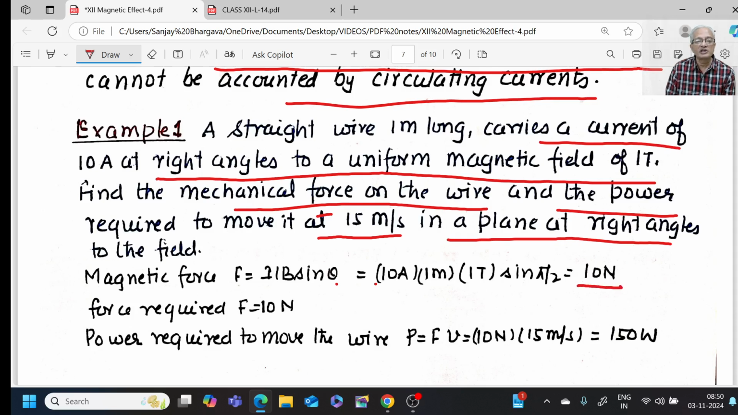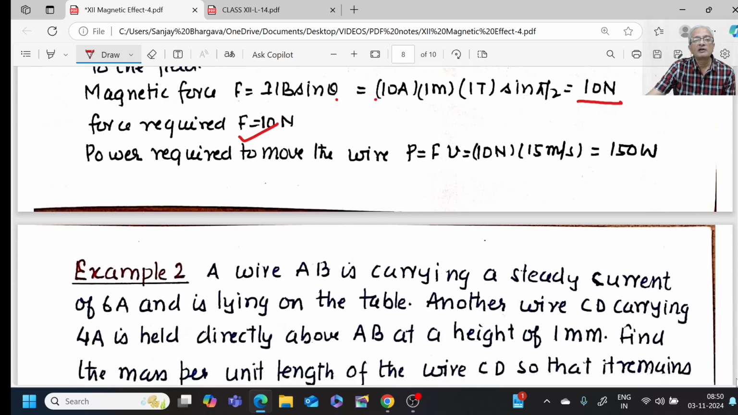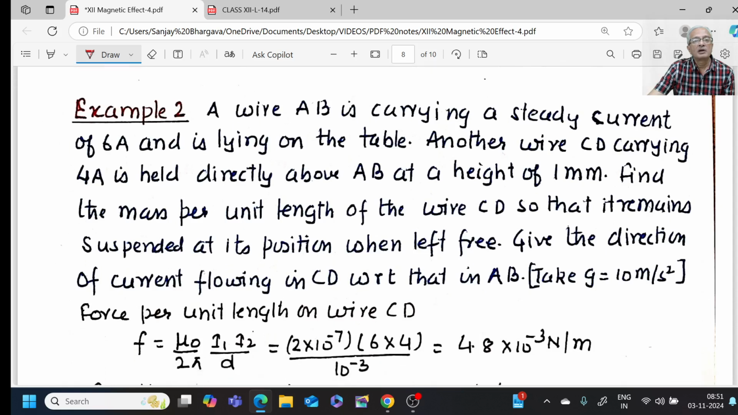So what would be the force required? The force would be 10 Newton. Power to move the wire is equal to the product of force and velocity. So 10 Newton, velocity is 15 meter per second, so the power required would be equal to 150 watt. Now example number 2.